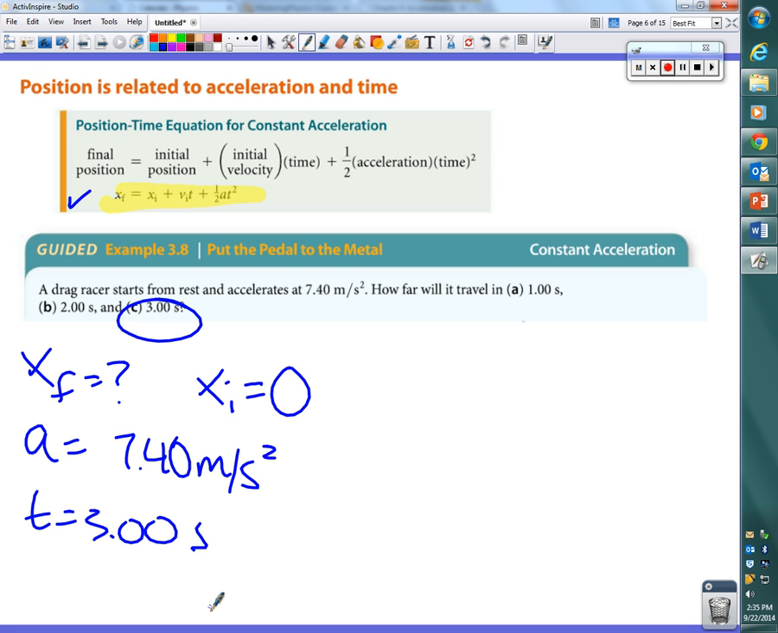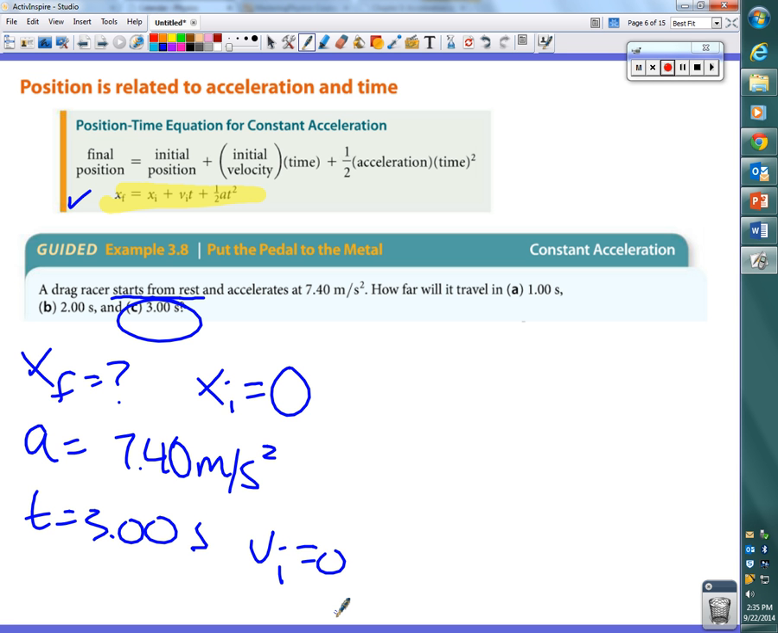The other piece of information that we can infer from the problem, we don't have to make an assumption, it actually tells us in the problem, but not straight away, is what? Initial velocity is going to be what in this problem? 0. If it's telling us that it starts from rest, that means that v initial is equal to 0.